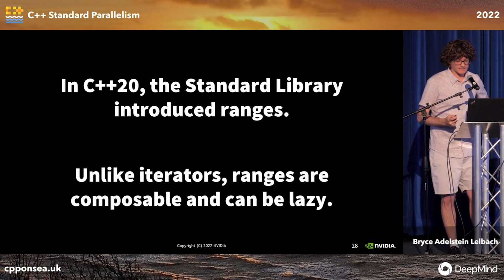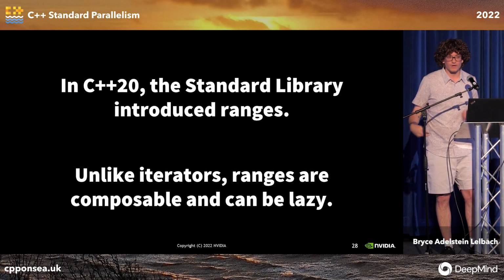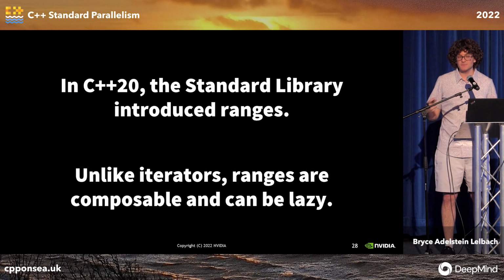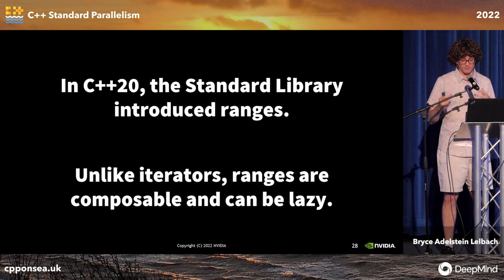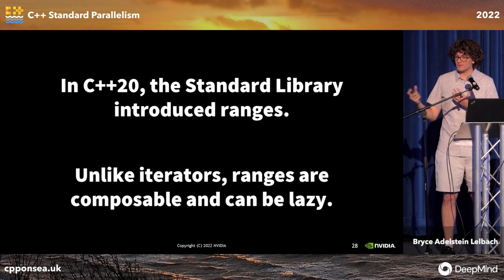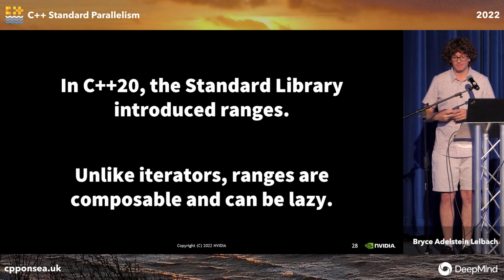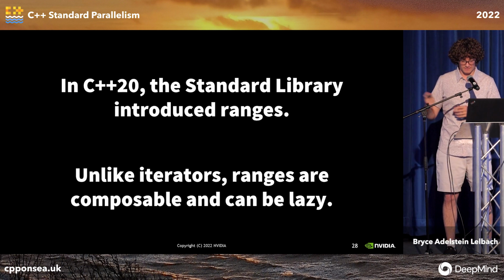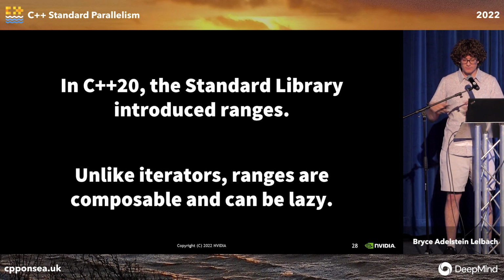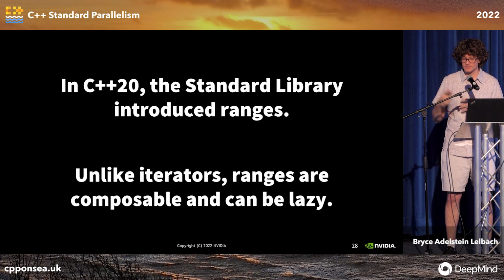Okay, so in C++20, the standard library introduced ranges. And unlike iterators, ranges are designed from the ground up to be composable. Ranges allow us to express a wide range of algorithms in terms of a few different key primitives. Now, of course, C++20 is after C++17 when we introduced the parallel algorithms, and we did not introduce parallel range algorithms yet. However, you can still use the C++20 ranges in conjunction with C++17 parallel algorithms to do some quite powerful things.